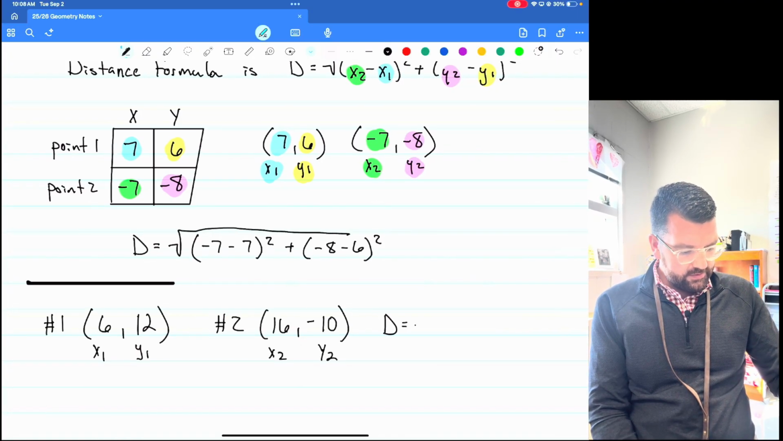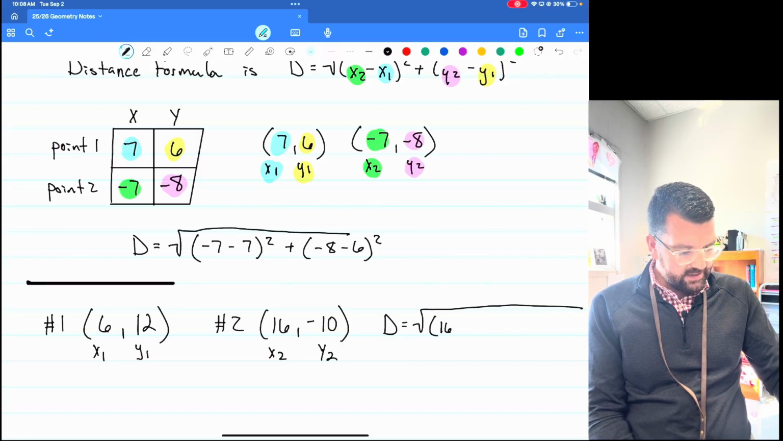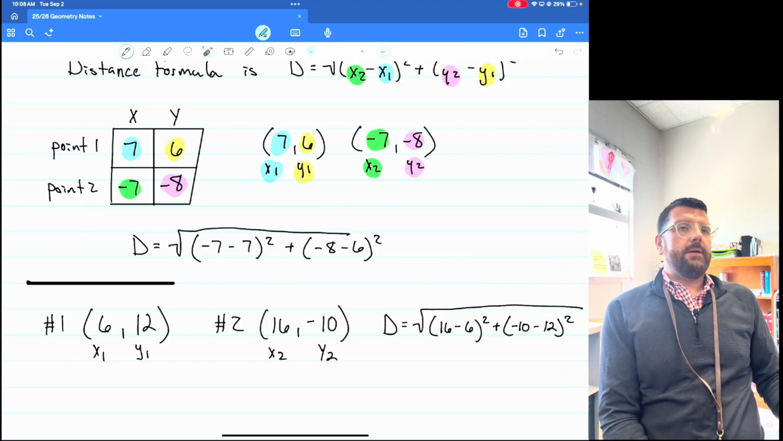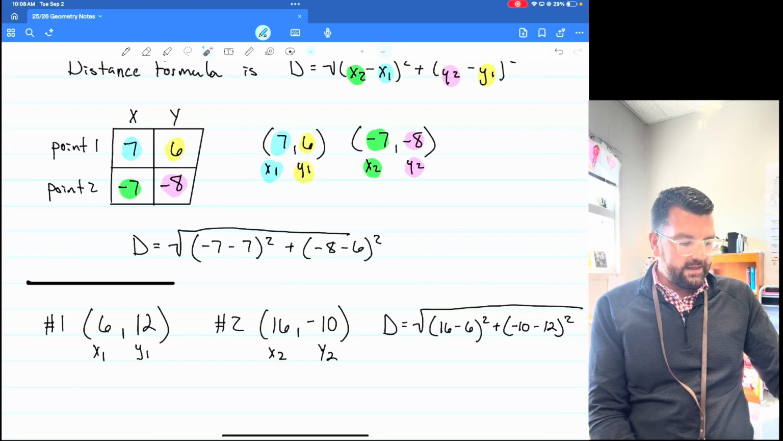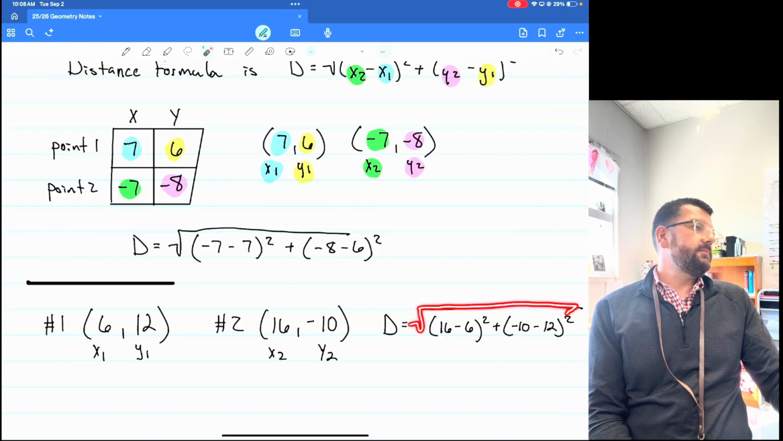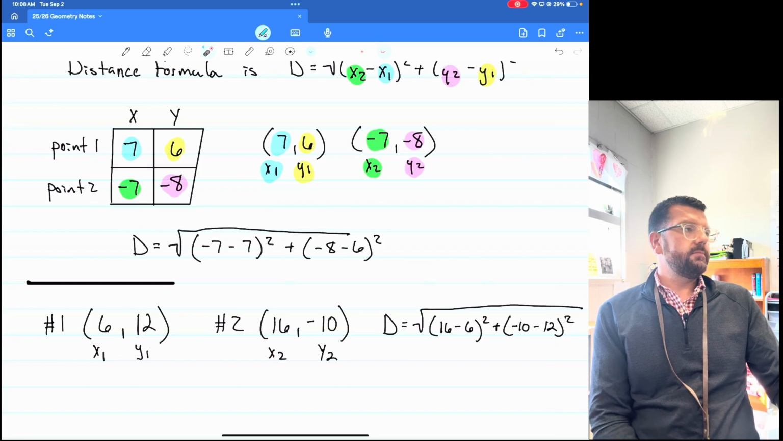Distance equals the square root of x2, which is 16, minus x1, which is 6, squared, plus y2, which is negative 10, minus 12, squared. A couple of things I have not said in my other classes that I want to make sure that you know is the formula includes the square root symbol. It must be there. If you just wrote the parentheses without the square root symbol, it would be counted wrong. The formula includes the square root symbol. Okay?